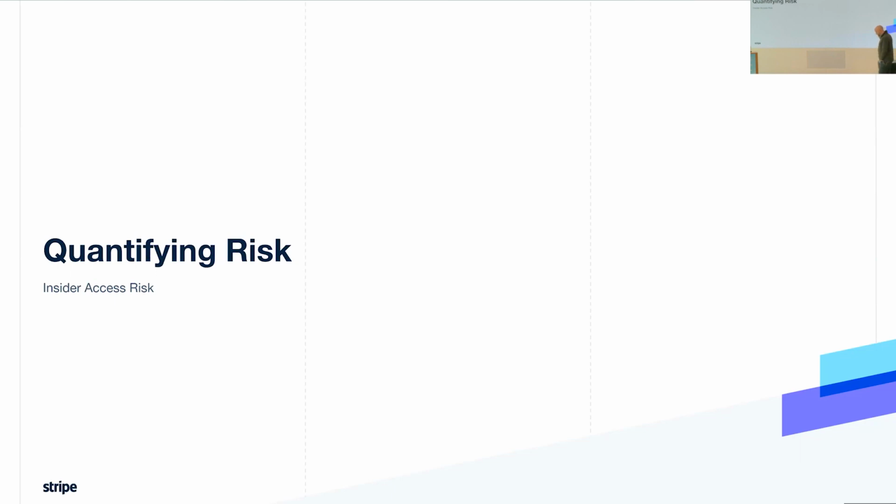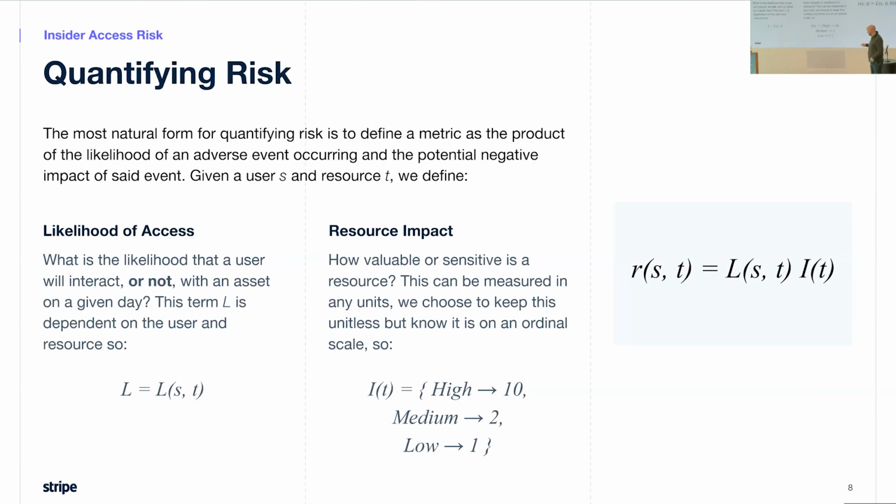So in order to do this, we looked at how we can quantify our risks across all of our internal assets at Stripe, and set up a program to monitor and mitigate some of these risks. Now, I want to start with just conceptually, how do you go about quantifying risk?